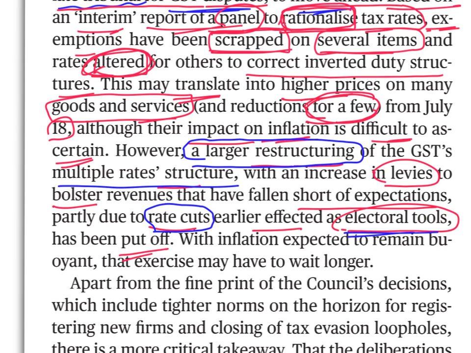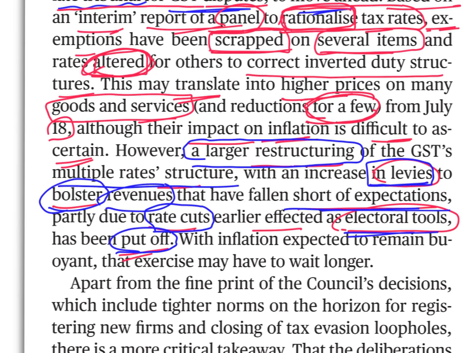They reduced taxes on certain goods earlier, because of which revenues have fallen short of expectations. We are not getting the revenues that are expected. To bolster means to strengthen. In order to strengthen those revenues, the government was planning to increase levies, which means they were trying to increase taxes on most of the items. But right now that plan has been put off, which means it has been postponed. For now it has been postponed.